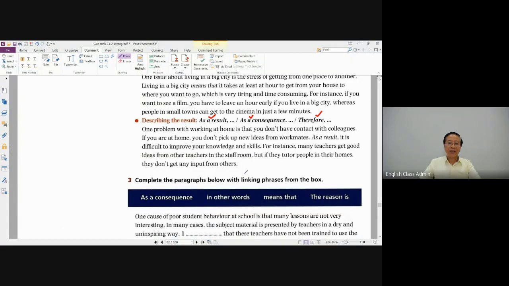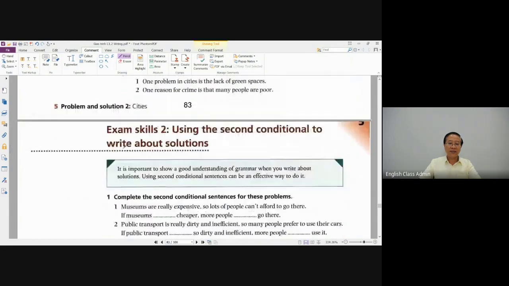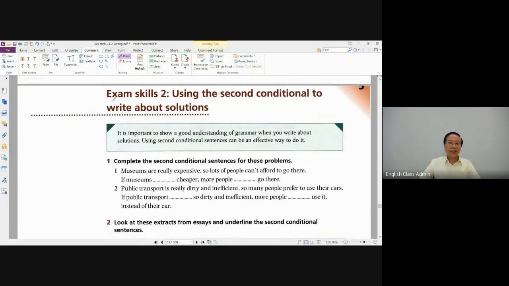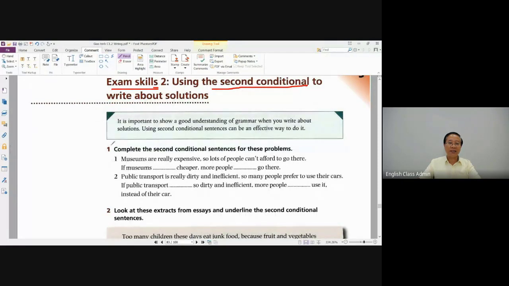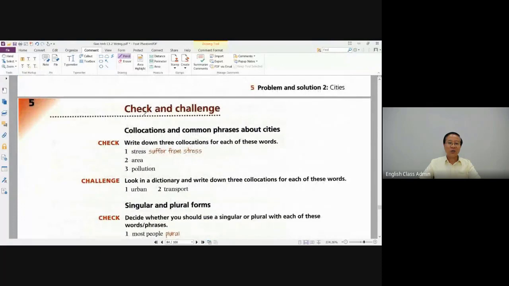All right. And now this is your practice exercise 3. Practice. It's skill 2. In my lecture, I already mentioned the use of the second conditional. Therefore, you should pay much attention to the grammar. Please do exercise 1. Then that's all. And of course, the last one, checks and challenge. This one will help you to revise all of the skills that we have learned in this lesson. So please complete this one.